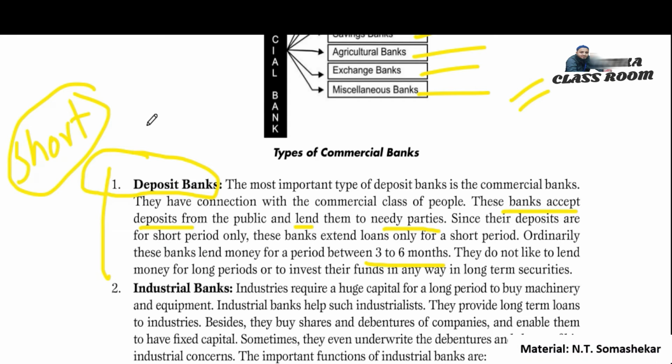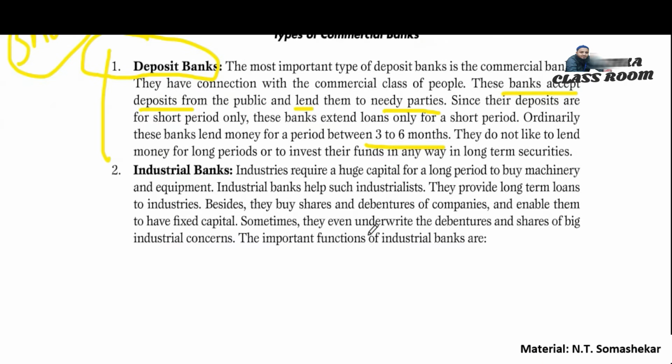On the other hand, industrial banks provide loans and take deposits from the industrial side, and obviously it is for a long period of time. Industries require a huge capital for a long period to buy machinery and equipment. Industrial banks help such industries. They provide long-term loans to industries. Besides, they buy shares and debentures of companies and enable them to have fixed capital.